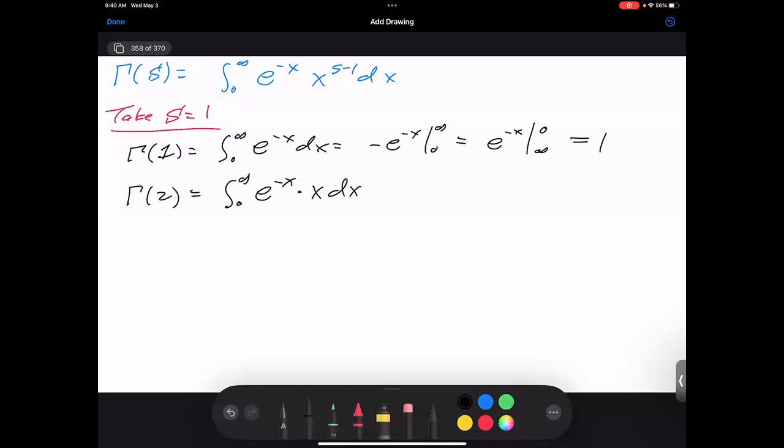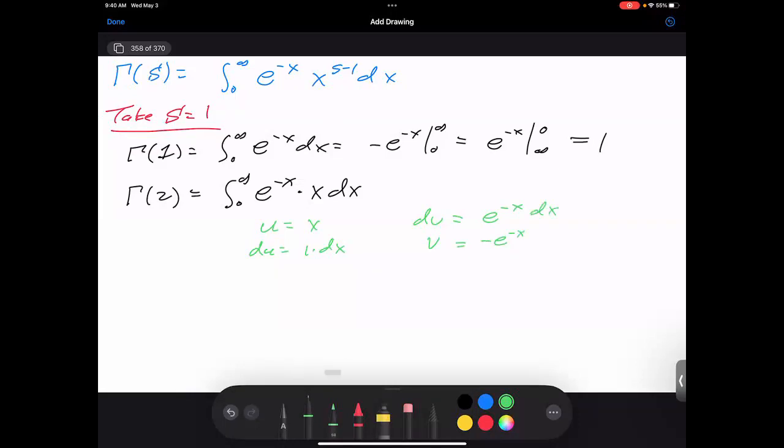So we have to choose, what do we want u to be? What do we want dv to be? Do you want u to be x, or do you want u to be e to the minus x? X, because if we have u be x, then du is going to lower the polynomial. So u is x, du is 1 times dx, dv is e to the negative x, v is going to be negative e to the minus x.